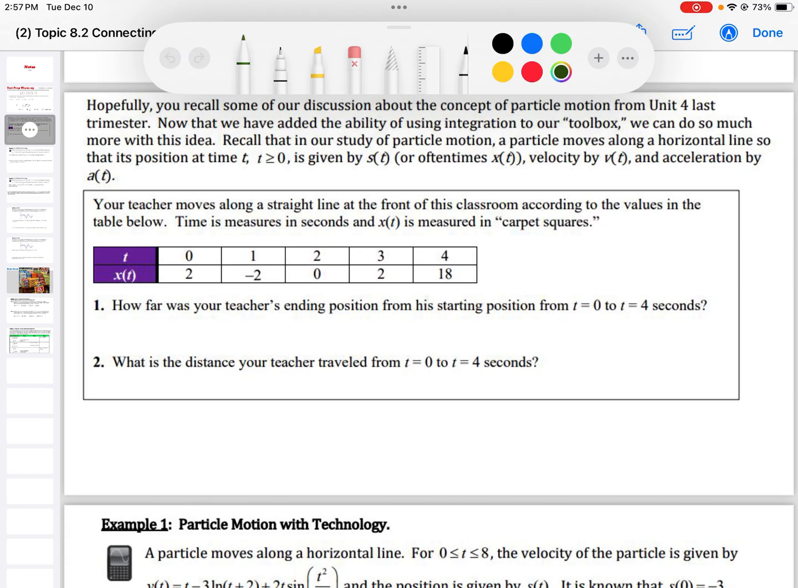So in our study, we got to remember that particle motion is given along a horizontal line or a vertical line. If s of t, sometimes that's x of t, that's our position, then the derivative would be the velocity, and the derivative of the velocity would give us the acceleration. So that should be something you already know.